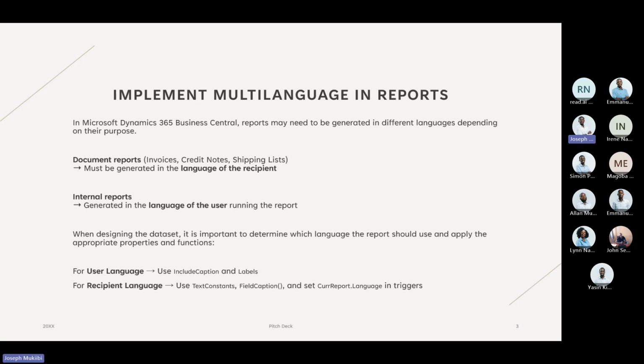So the internal reports are designed by the end user based on the language they have selected in Business Central. But then for these document reports, these are reports, for example, on the customer. You can set the language, and then that report will go. You can specify that the report should go in a specific language.